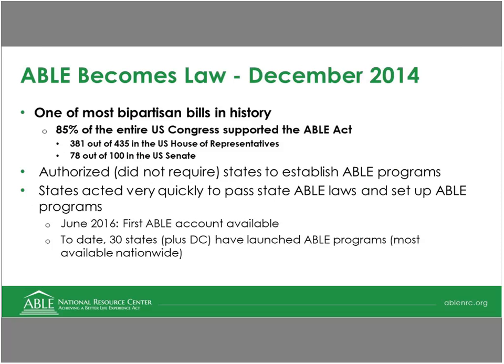So, ABLE became law in December of 2014 after nearly a decade of federal, state, and local advocacy. By the time it made it through the congressional process, it had 85% of the entire U.S. Congress's congressional support. And what it did, it authorized, but it did not require states to establish these programs.